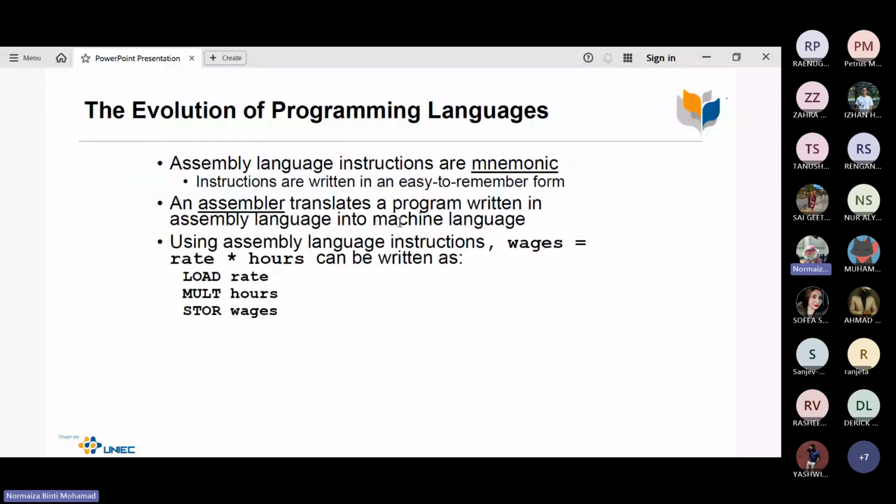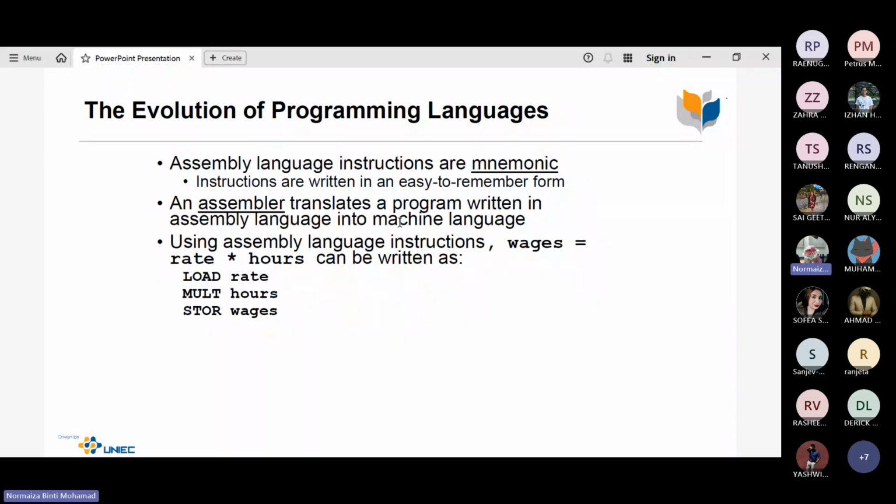The assembly language uses mnemonic code. So remember that we load, multiply, and then we store. So assembly language translates the program written into machine language. So it translates by using the assembler. Using assembly language instruction, wages equals rate times hours can be written as load rate, multiply hours, store wages.